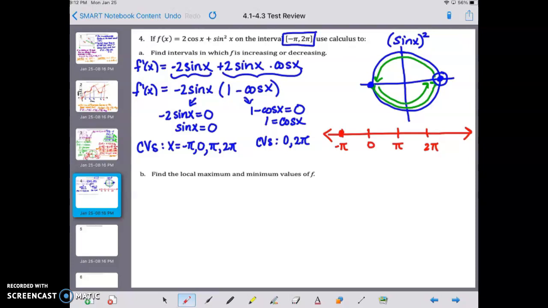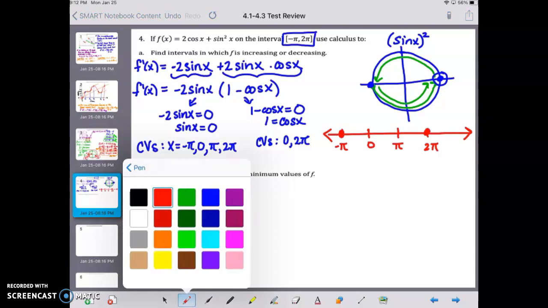And technically, we could put our other endpoint on there, or our endpoints are negative pi and 2 pi, right? Those are the endpoints of our interval. So we really only have to test those 3 intervals in between. And again, we can choose any values that we want to choose for our sign testing. And we don't really care the value that the function gives us when we plug it in. We just care about the sign, right?